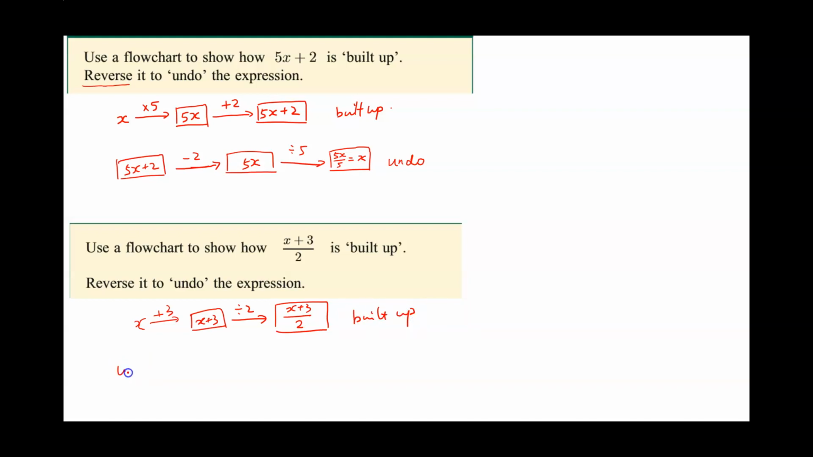If I want to undo, I have to use whatever the product is of that factory. Because it's divided by 2, I have to times by 2, so that's x plus 3. And then I added 3 before, so I have to take away 3. All good? Okay.